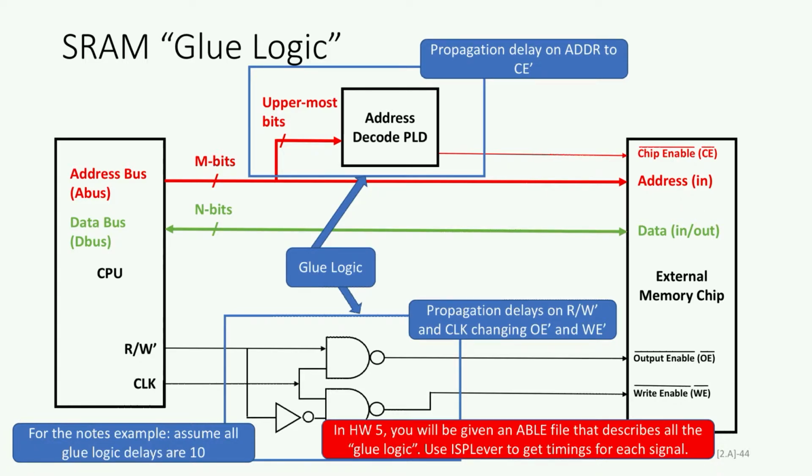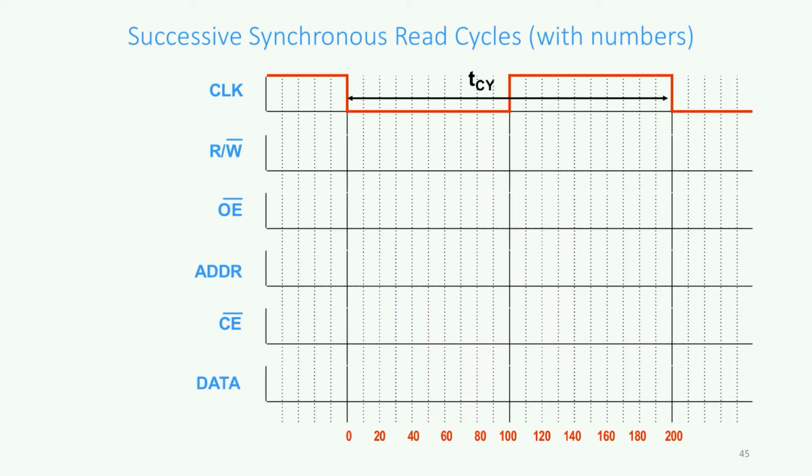In your homework, as all of you hopefully know by now, you didn't just assume that there was a 10 nanosecond delay. We actually gave you an ABLE file to describe a slightly more complex version of this glue logic, and then you figured out what the actual timings on a real PLD would be to estimate the delay in those signals being transferred. So there are real numbers now associated with this, all the way between 0 and 200 nanoseconds over the course of this 200 nanosecond cycle.